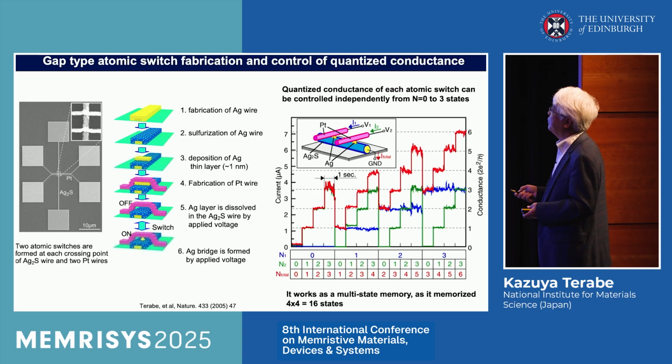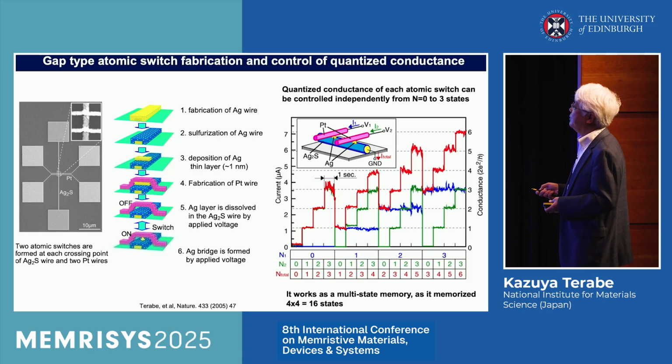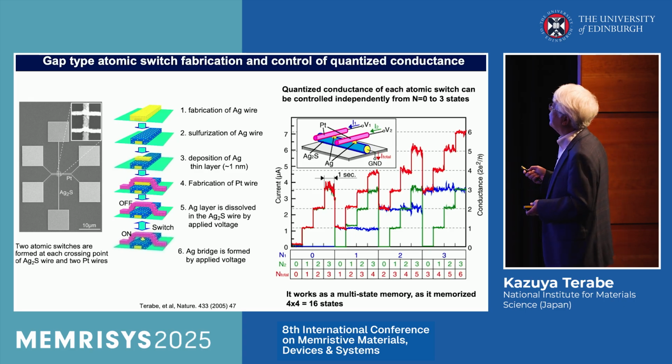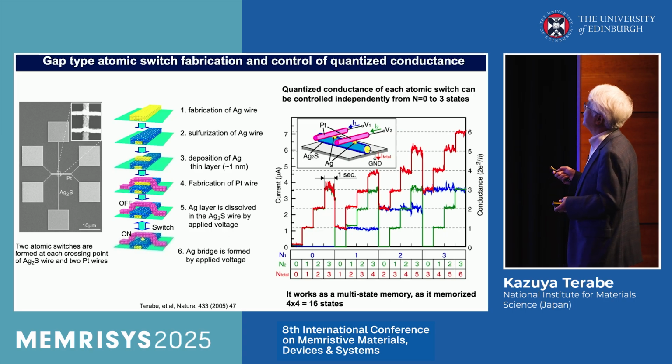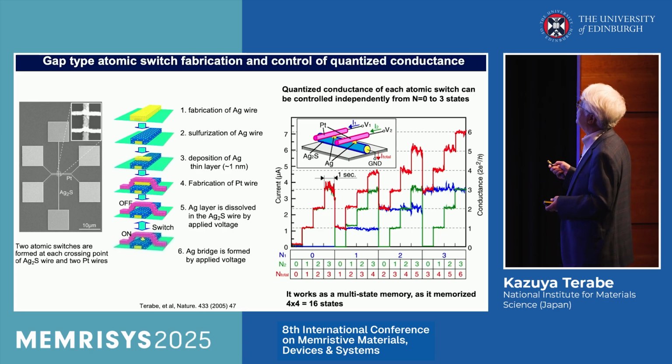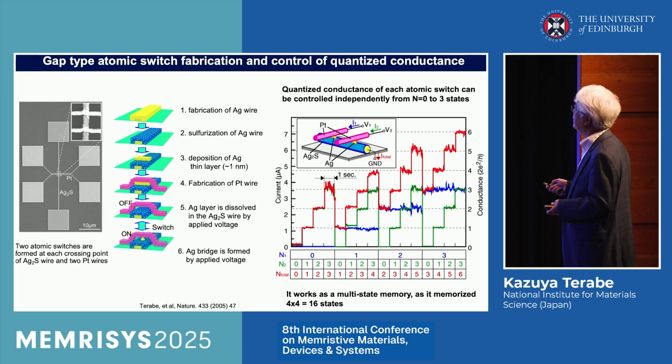And if a voltage is applied, this silver wire is dissolved into the silver sulfide layer so that we can create the tunnel gap and we can operate the switching behavior. Using such a structure, we control the quantum conductance of each atomic switch. In this case, it is 2 atomic switches, independently controlled in quantum conductance states 0 to 3. So you can see that 1, 2, 3 quantum conductance is controlled.